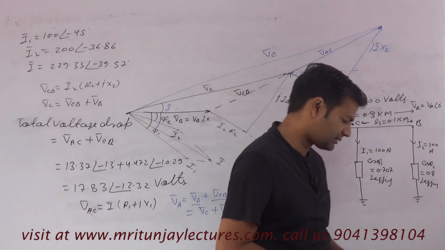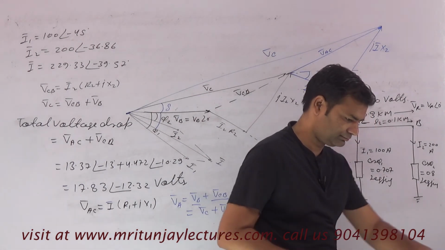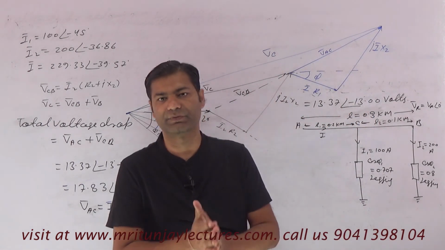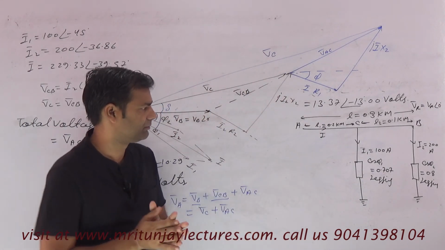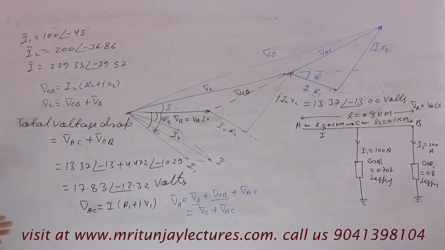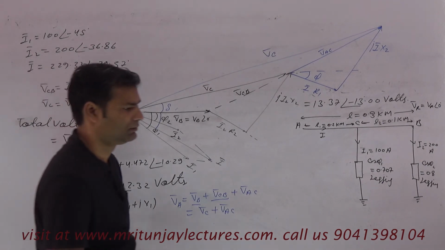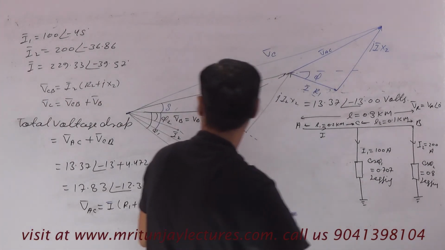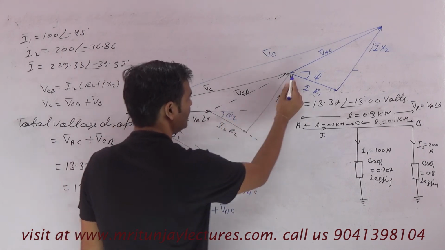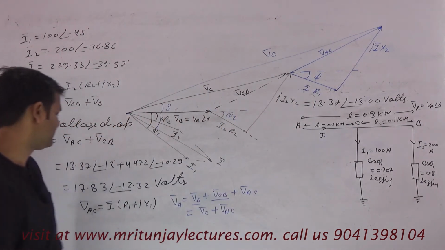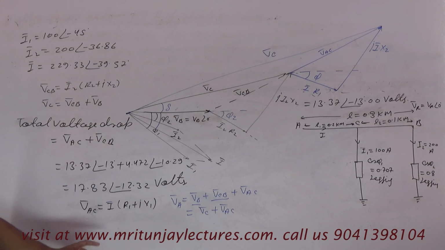Clear how to draw it? So first of all, make it. Okay. That is phi 2 and that is phi. Phi of the result is the resultant of I1 plus I2.